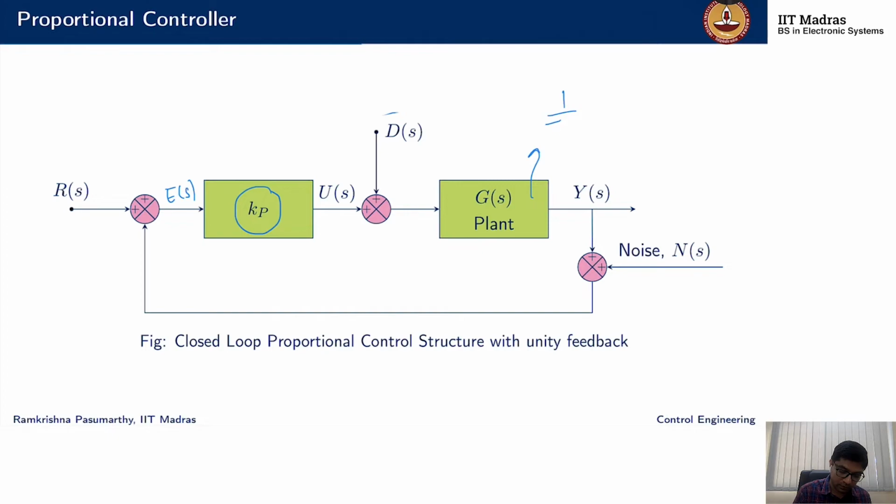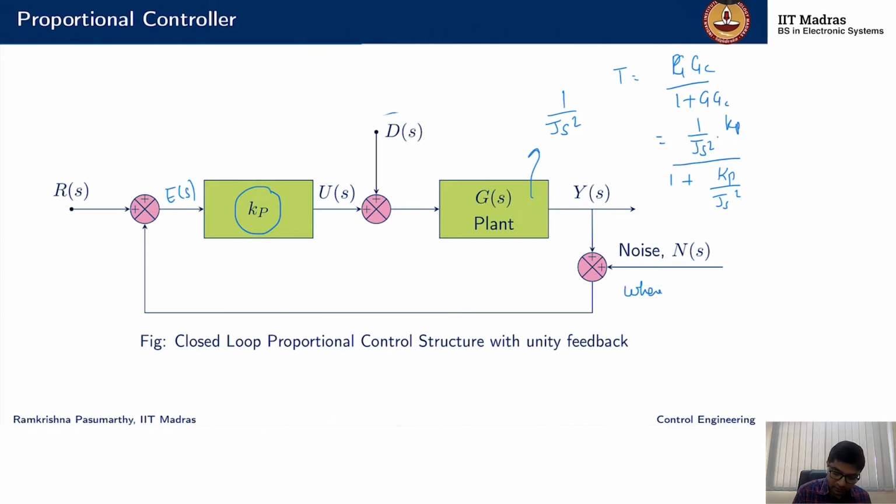This is 1 over Js square. Okay, so what is the closed loop? The closed loop transfer function now is P G times Gc over 1 plus G times Gc. So what is G? G is 1 over Js square. Controller is Kp. Sorry, 1 plus Kp over Js square. Okay, so where are the poles of the closed loop?